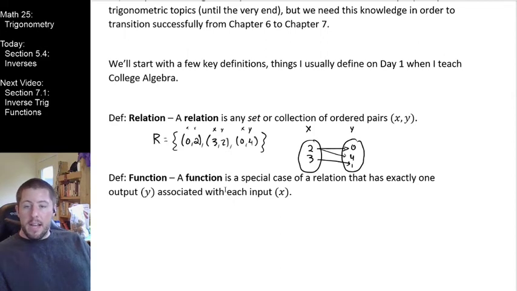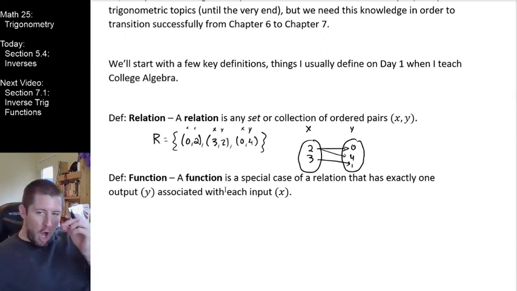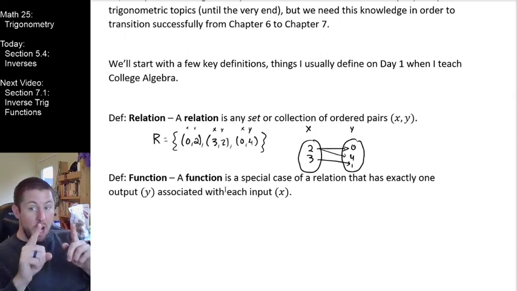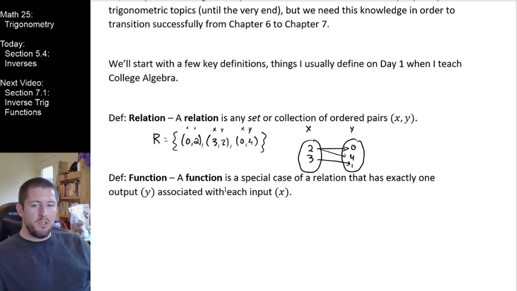So it's important to recognize that the relation is really like our most generic description. It's just like XY ordered pairs. A function says, hey, listen, I want there to be predictability. I want there to be consistency. It better be the case that every time I see this certain X value, it's always tied to the same Y value. And we don't have that in the two examples that I've drawn so far.